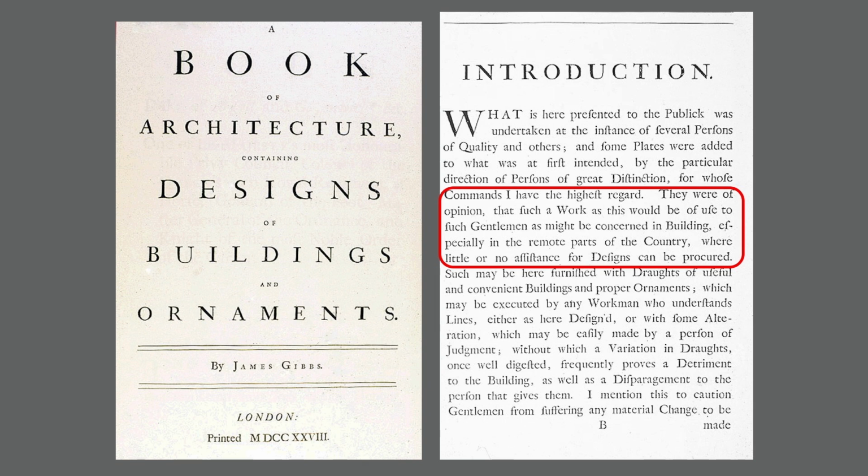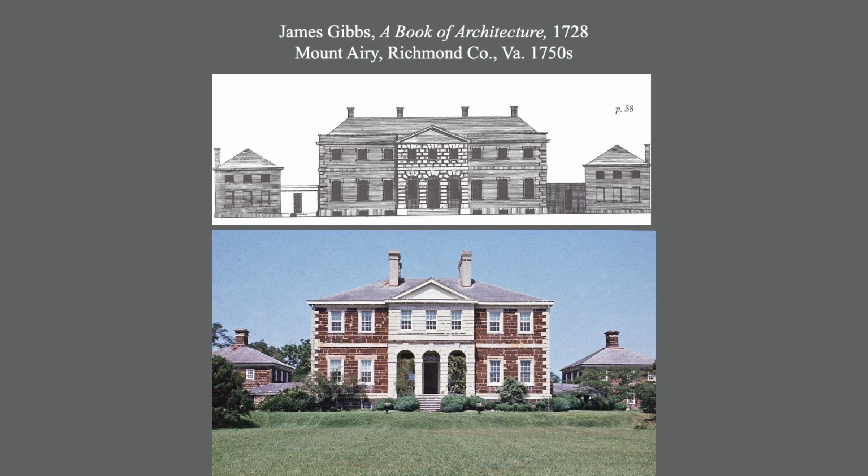Well, of course, the most remote parts of the country then were the American colonies. We see here how one of Gibbs's published designs for a country house was adapted for the design of Mount Airy, a Virginia plantation house. Though reduced in size from the published scheme, it maintains the Anglo-Palladian character for which Gibbs was a leading proponent.